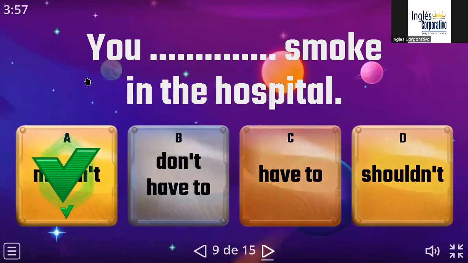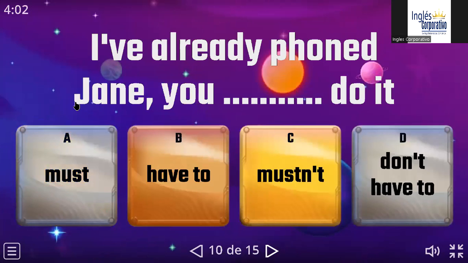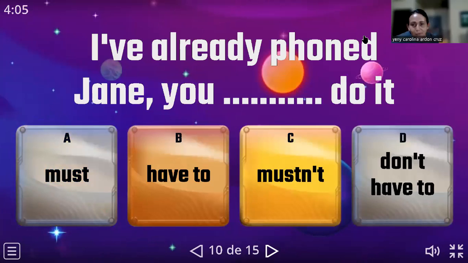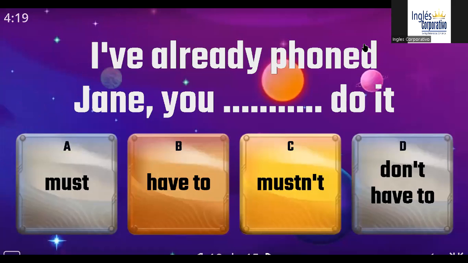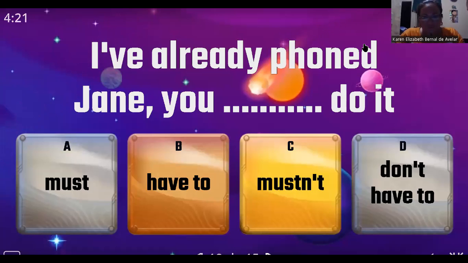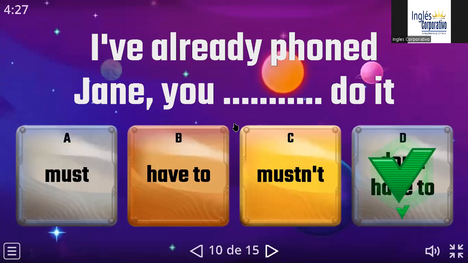You mustn't smoke in the hospital. There's a prohibition. Okay. I've already found Jane. You must do it. You must have to. Mustn't or you don't have to? Don't have to. Mm-hmm. Don't have to, right?